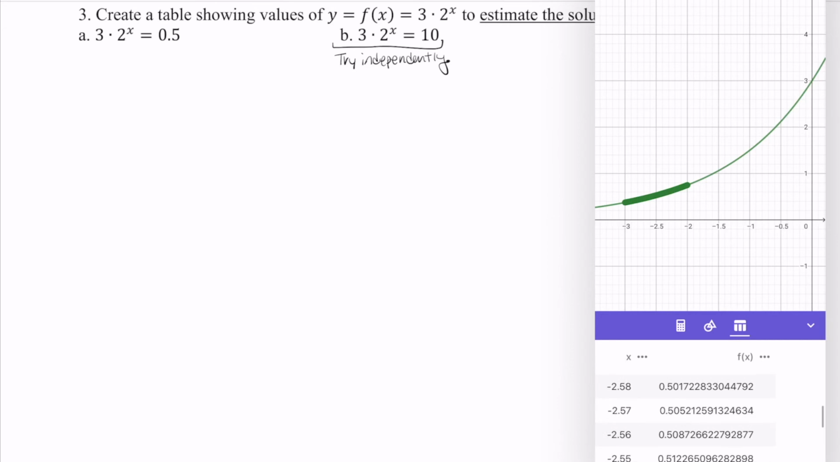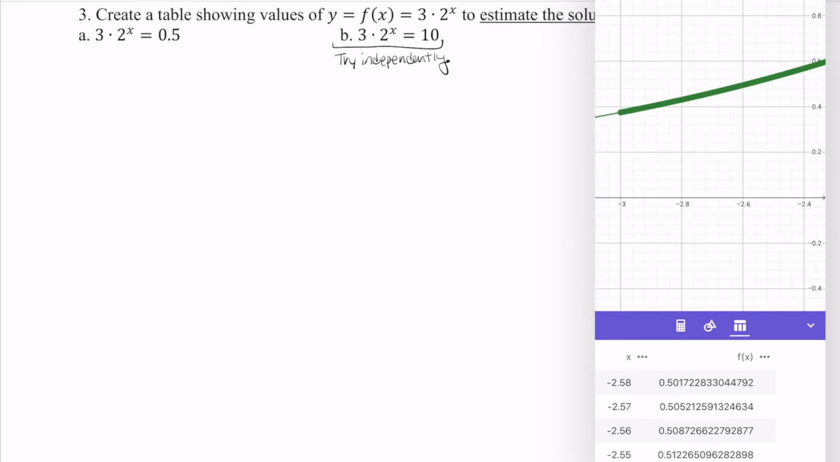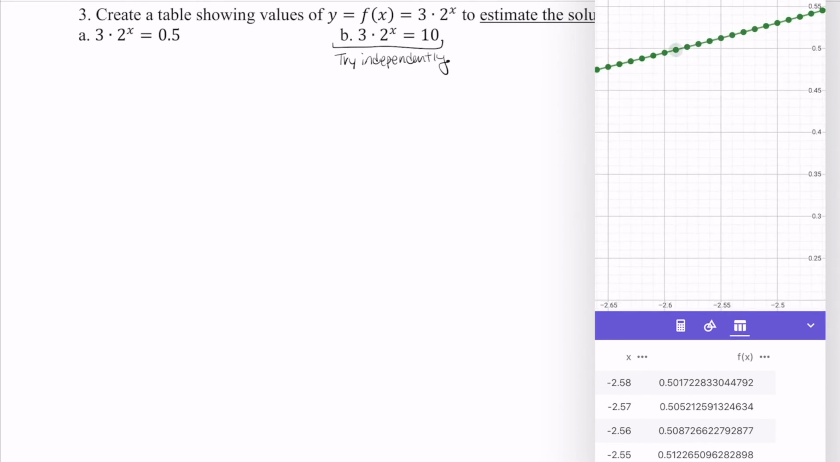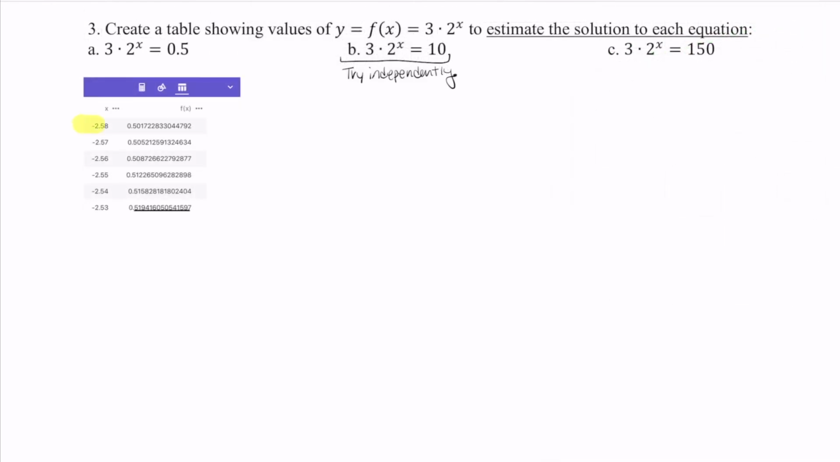Oh, I see it right here at -2.56. Oh, actually even closer, never mind, -2.58 right there. We're pretty close to +1/2. So there's the +1/2. There is -2.58, and that just happens to be our closest value. So here we can see our table, and right here is our approximate answer. So x is approximately -2.58.